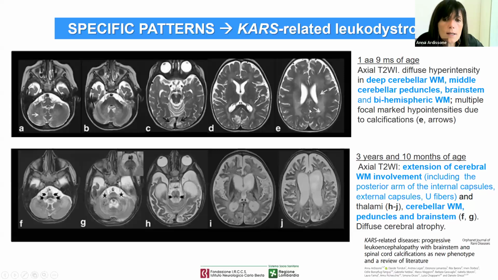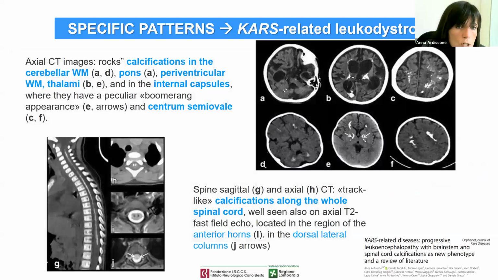You can observe the deep cerebellar white matter involvement with the middle cerebellar peduncle involvement and of course cerebral deep white matter involvement. About 2 years later, the same patient presented a worsening of white matter involvement and the presence of an important diffuse cerebral atrophy with ventriculomegaly and important cortical atrophy.